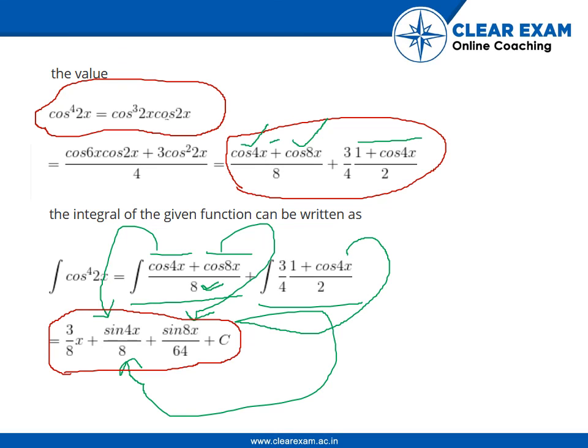Just check the multiplication part. I am not sure whether this is correct. You just have to write the integration of cos in a correct way. That is cos 4x, and the integration of cos 4x with respect to x is sin 4x divided by 4.